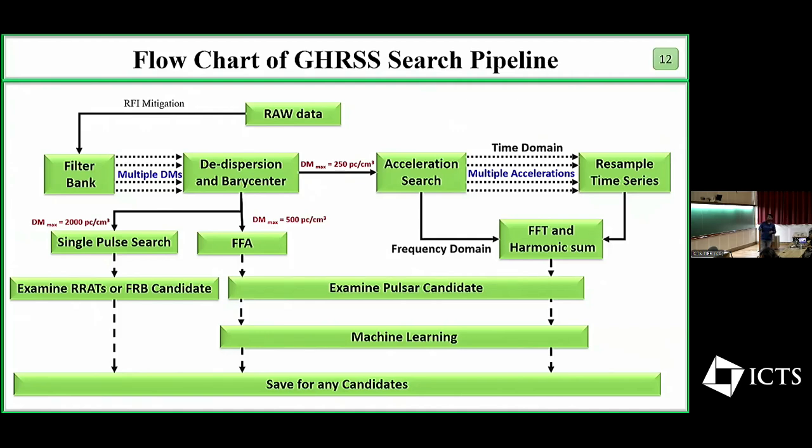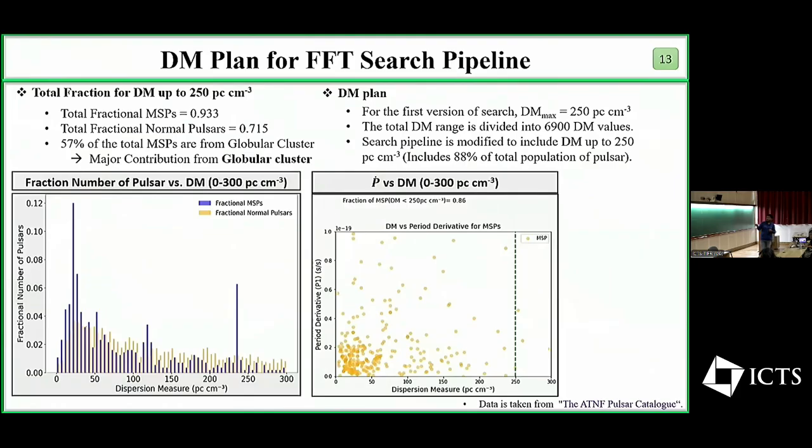This is the entire flow chart we are following for the GHRSS survey to hunt for pulsars. So first, after the observation, you will end up with the raw data, you will do the RFI mitigation, then account for the dispersion for multiple DM values, then we will search for pulsars using FFA based search or FFT based search. And after that, we will find any candidates and save them for further confirmation.